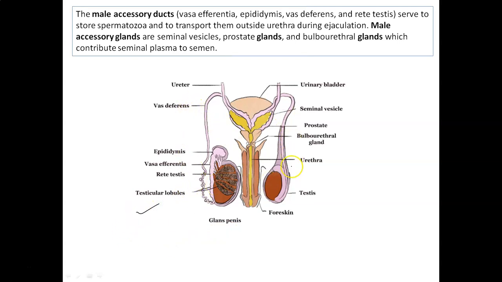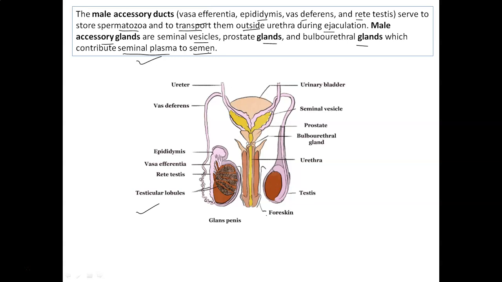Now this is a fair slide. Just now we have labeled all the parts you can see here. So male accessory ducts: vas efferens, epididymis, vas deferens and rete testis. They serve to store spermatozoa and transport them outside for ejaculation. That is actually their function. But the glands, seminal vesicle, prostate and Cowper's gland, which has the second name bulbourethral gland, contribute seminal plasma. Their secretion contributes to the semen, and they play very important roles. So one by one now we will see the functions.